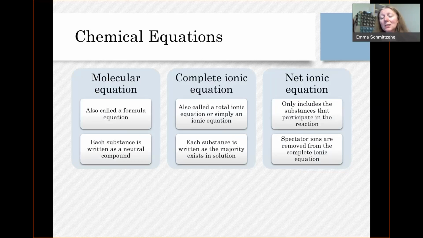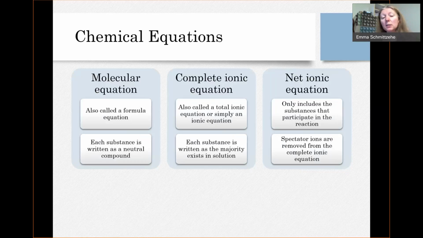And so those things that we would eliminate, the things that aren't participating, are called spectator ions. Okay. So essentially they're just sitting around watching other things happen. Okay. And so we sometimes just get rid of them from the reaction altogether so we can focus on the things that are reacting.